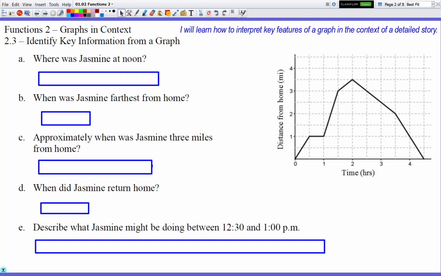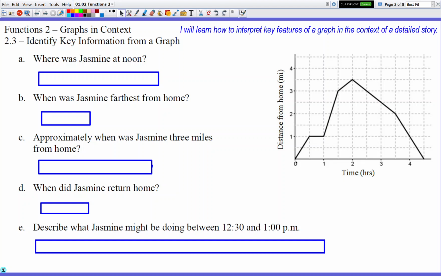The hard part is that students usually think of noon as a 12 on the x-axis, but you have to make sure you understand your story well. It says she starts walking at noon, so that's going to correspond with the 0 on the x-axis. So when it says where was she at noon, the graph is saying she was at time 0, and it shows her pretty much at the origin, at the bottom, touching the x-axis.